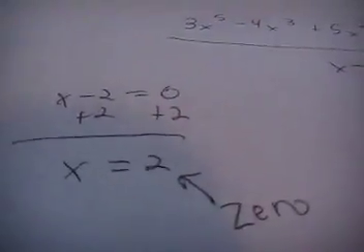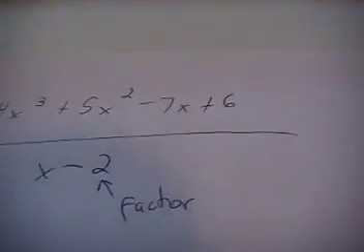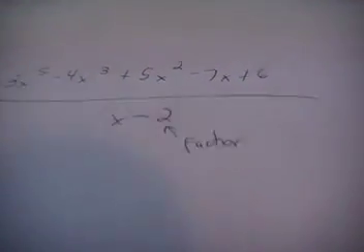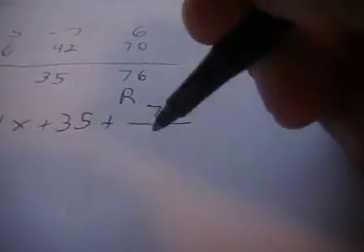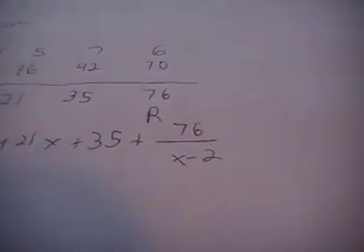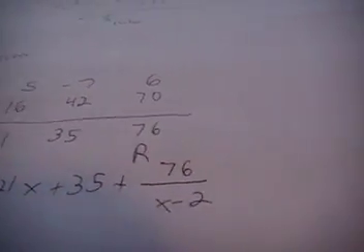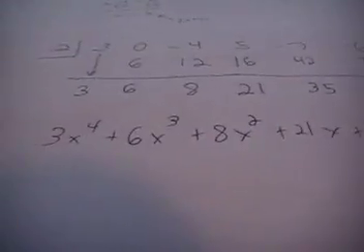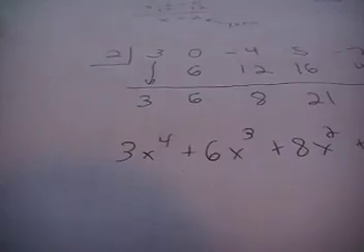So we use the 0 in the synthetic division, but we use the factor in the answer if there's a remainder. So it's still over x minus 2. In other words, that last part didn't divide evenly by x minus 2 like the rest of it did. So this is your whole answer then.